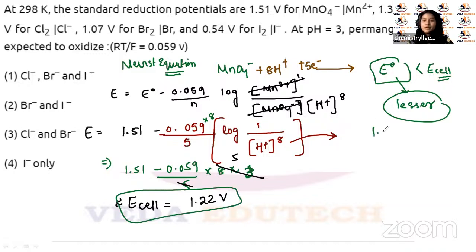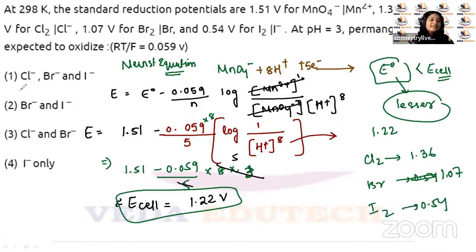फॉर Mn वी गॉट 1.22. यस. देन वी आर हैविंग फॉर क्लोरीन. क्लोरीन के लिए हमको 1.36 दे रखा है. फॉर ब्रोमीन वी आर हैविंग 1.07, राइट? एंड फॉर आयोडीन वी आर हैविंग 0.54.